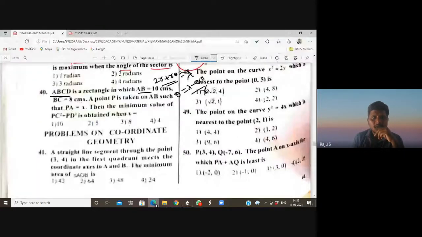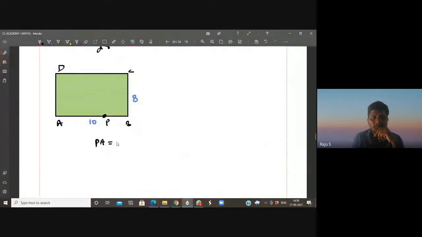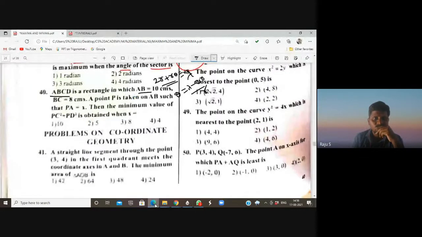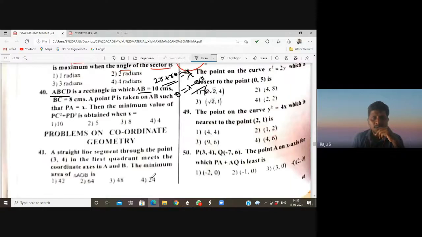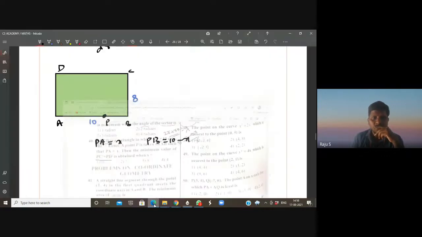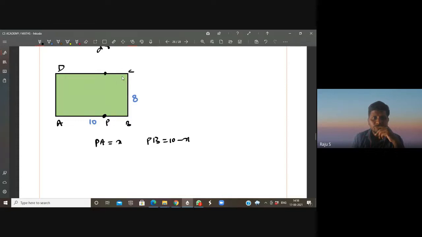What have they given here? PA value is X, PB value is 10 minus X. Am I right, students? So here we need to check PC square plus PD square. PC is equal to PB and PD is equal to PA, the same length we have. So PC square plus PD square is equal to X square plus 10 minus X the whole square.